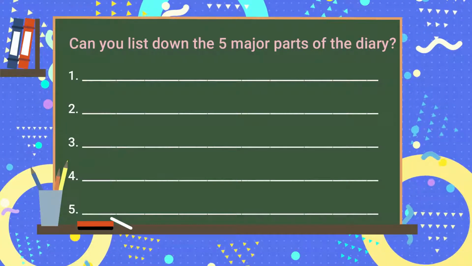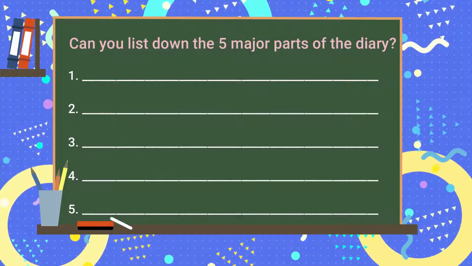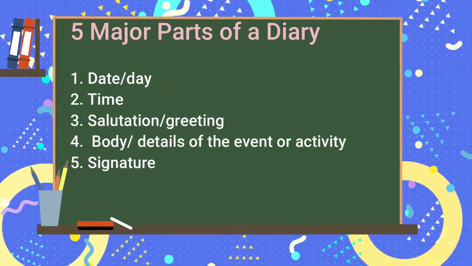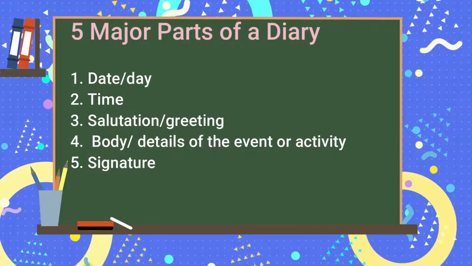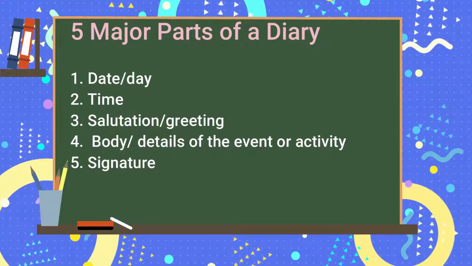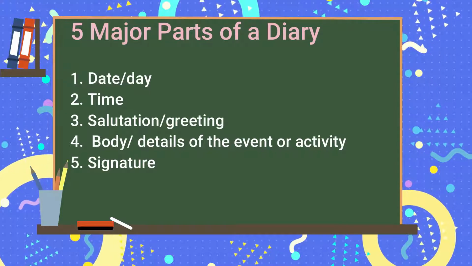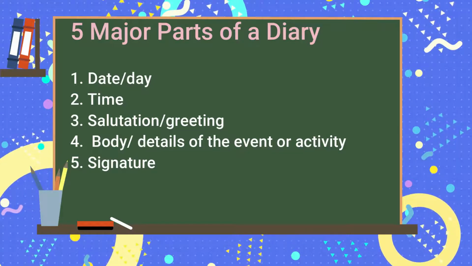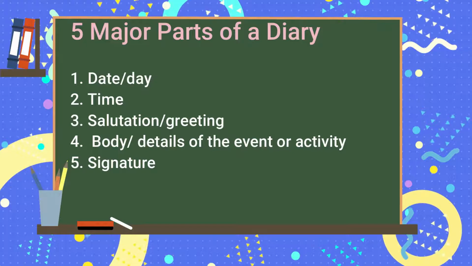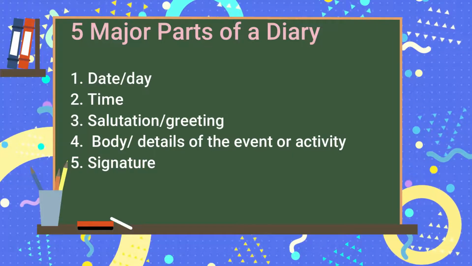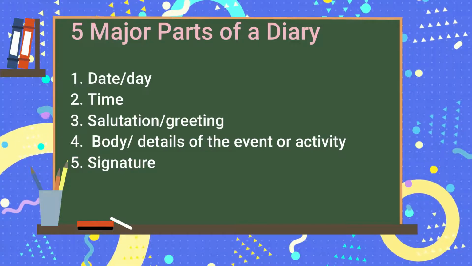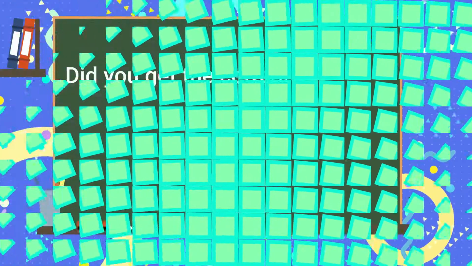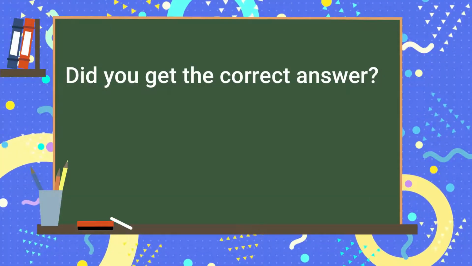Can you list down the 5 major parts of the diary? Now, let us try to check your answers. The correct answer for number 1 is date and day. Number 2, time. Number 3, salutation or greeting. Number 4, body or details of the event or activity. Lastly, number 5, signature. Did you get the correct answer, class? Very good!